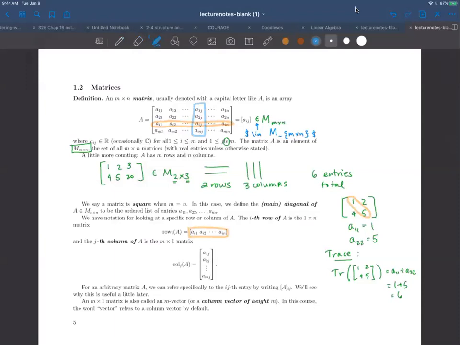And I write this as an M by 1 matrix. It has M rows and 1 column. So that's that guy. And so we can isolate entries of a matrix. We can isolate the rows of a matrix, the columns of a matrix. If we have a square matrix, we could talk about the main diagonal.